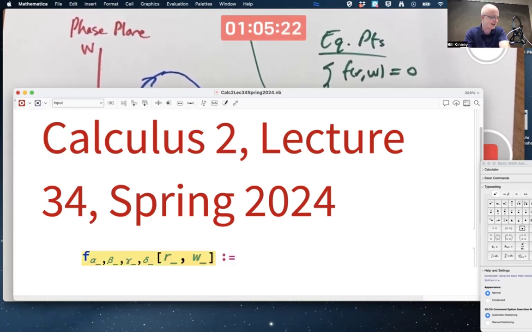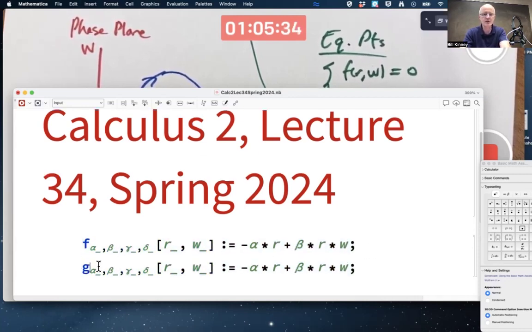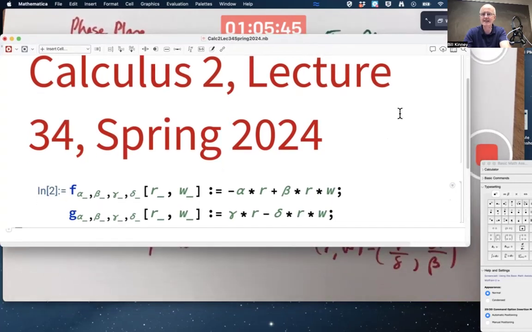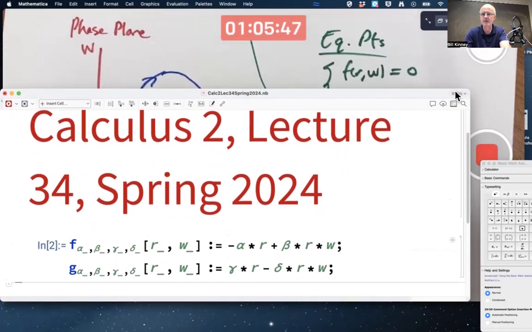This is the right-hand side of the Robin differential equation, negative alpha times R plus beta times R times W. Do something similar for G with appropriate modifications. Change the F to a G. Change this to a positive gamma. Change this to a minus delta. I have now entered the right-hand side functions for the system of differential equations.